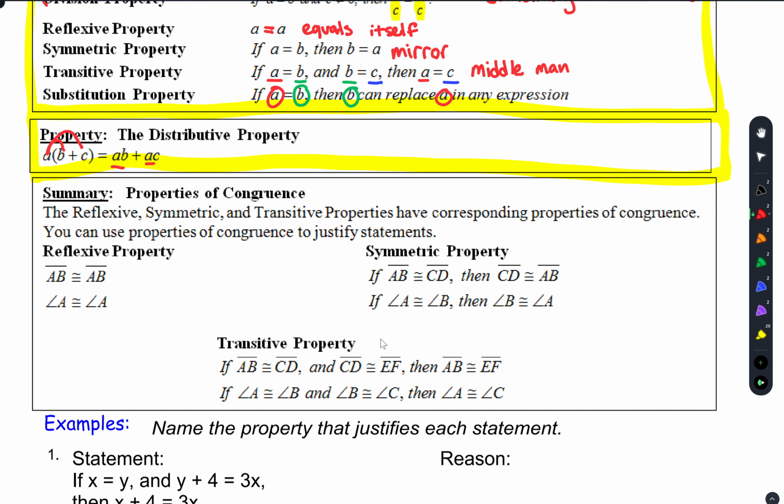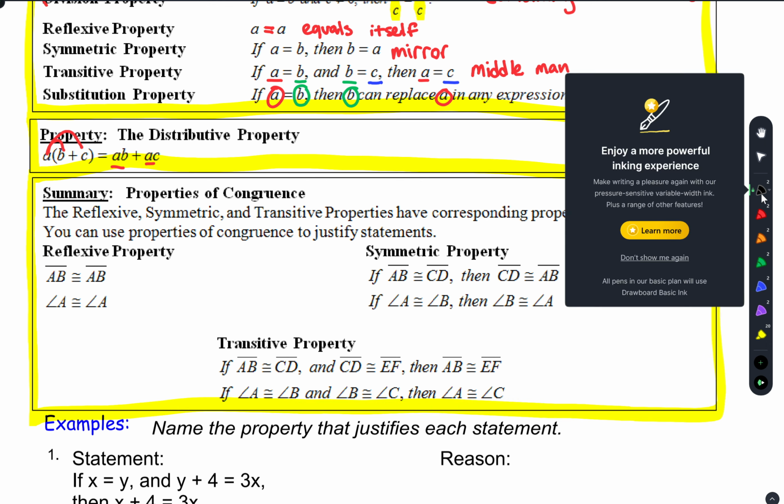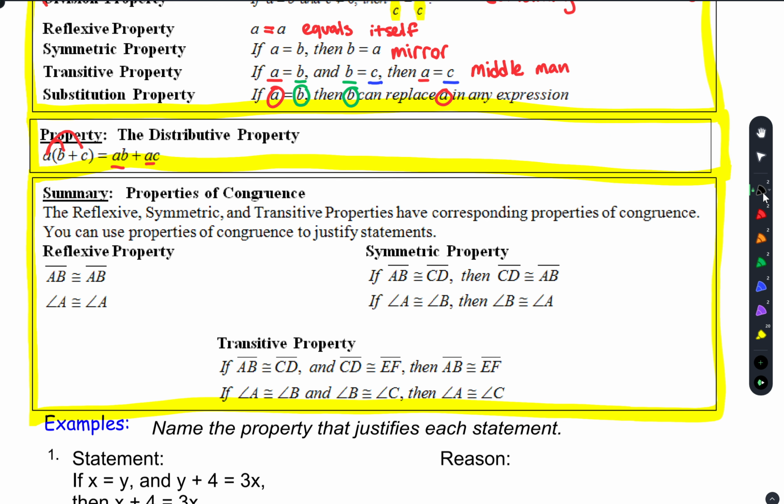Okay, and then my last box has to do with all of my properties of congruence. So we are going to see a lot of the same properties that I just mentioned, except the difference here is that I am not going to see them used with equal signs. I'm going to see them used with congruent symbols. That was not a good squiggle. So my congruent symbol is the equal sign with the squiggle on top. So that is how we tell the difference between a property of equality versus a property of congruence.